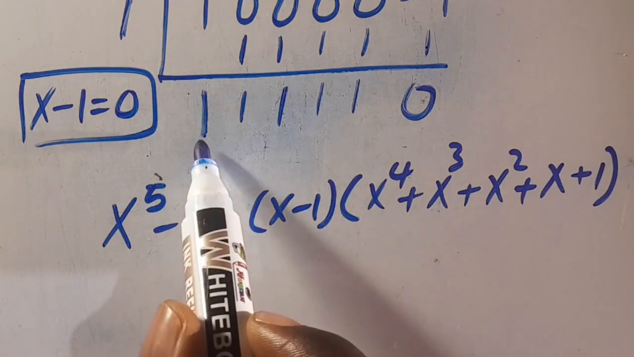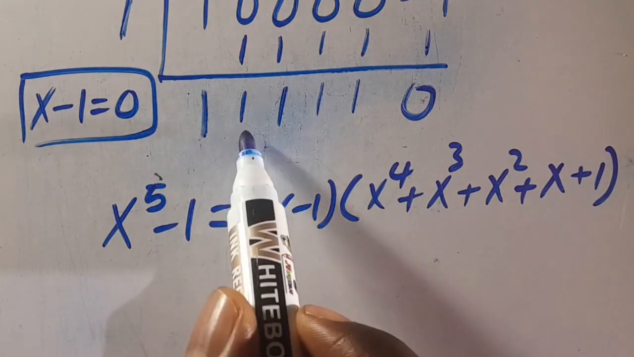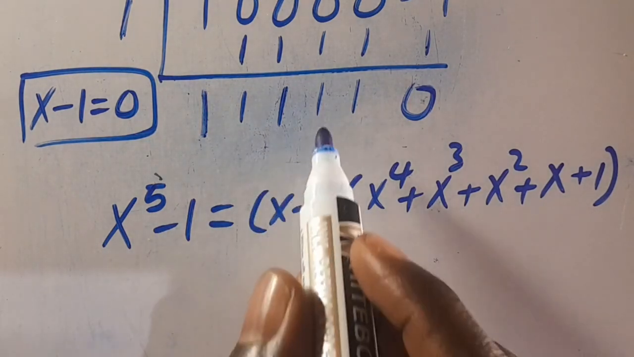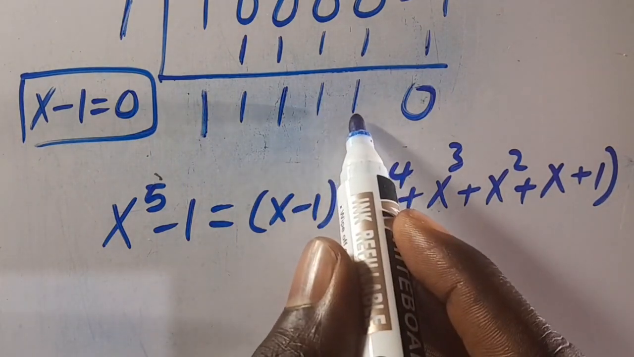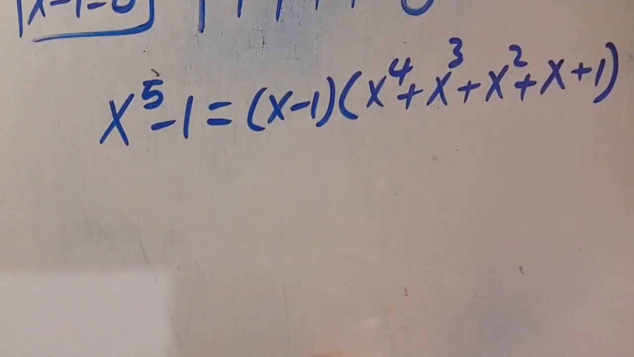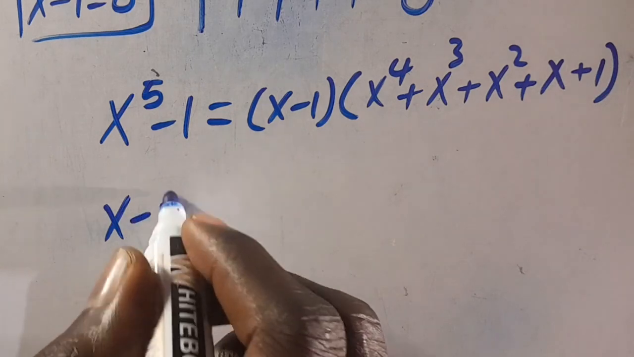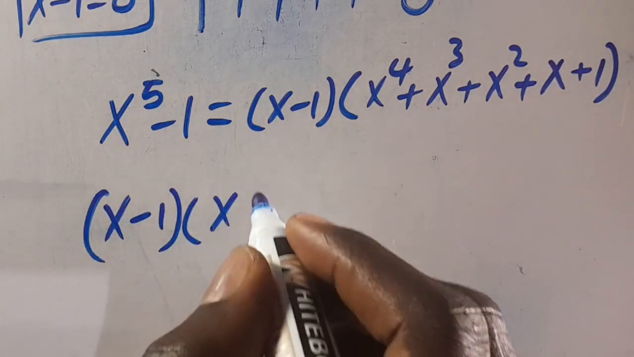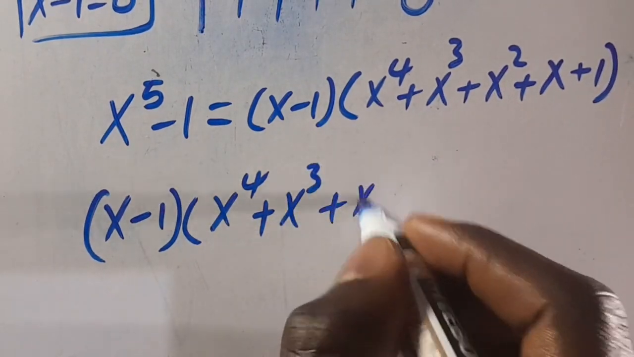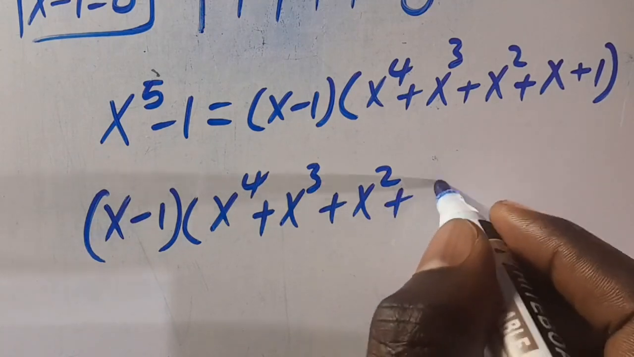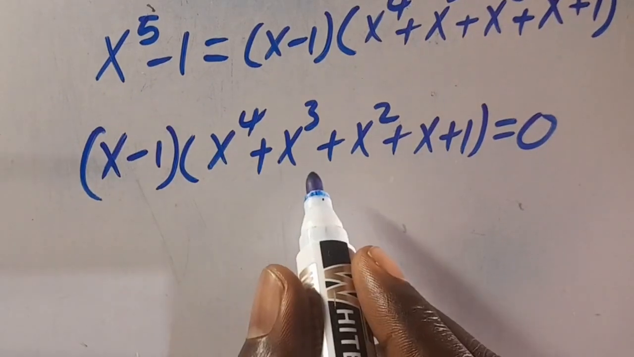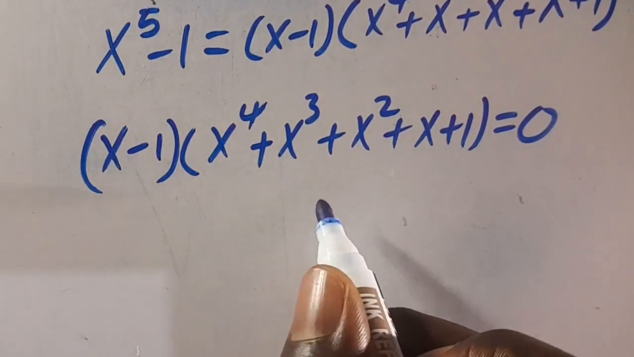So this one will be the coefficient of x to the power of 4, x to the power of 3, x to the power of 2, x to the power of 1, and this one will be the constant. So far here is the 0. So now from here we have x minus 1 multiplied by x to the power of 4 plus x to the power of 3 plus x to the power of 2 plus x plus 1 to be equal to 0.